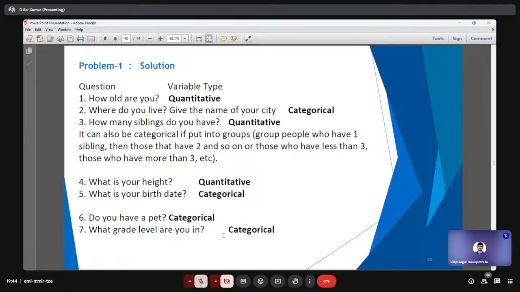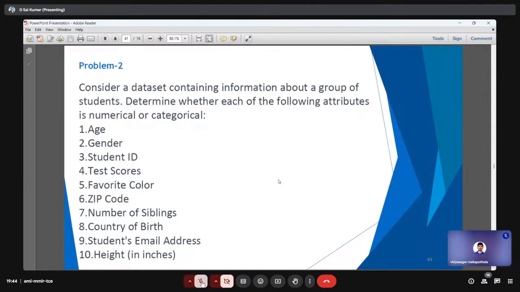What grade level are you in? Again, it is categorical. These are some of the familiar questions we generally face day to day. So how exactly do we classify them into quantitative or categorical? This is another example where I'm directly giving some attributes, and I just want to know how these attributes are classified, numerical or categorical.